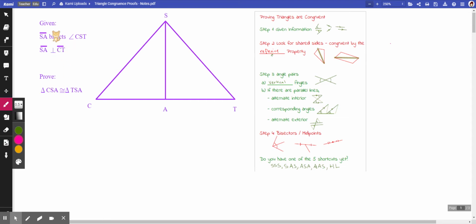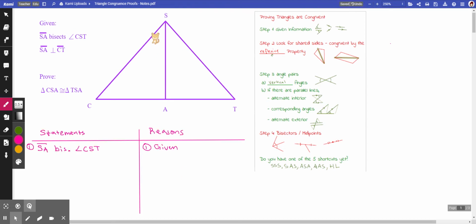So first of all, we're given that segment SA bisects angle CST. Bisectors and midpoints create pairs of congruent pieces. Angle CST is this angle here up top. So if SA is bisecting it, that means it's cutting it into two congruent pieces. So this angle and this angle are congruent to each other.